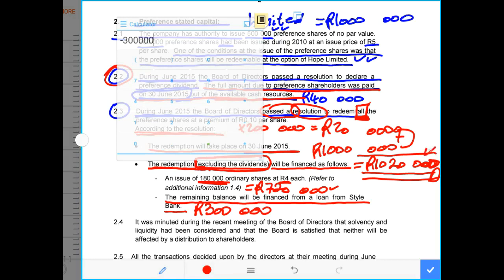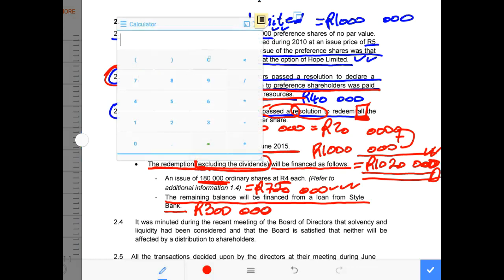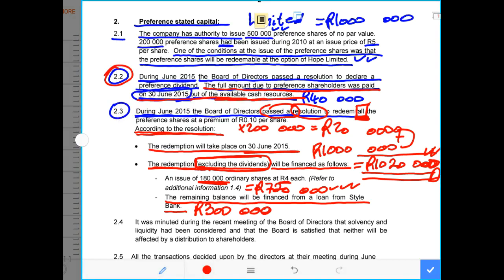Because we owed this amount to the preference shareholder, and we raised money through the public offering of the shares, the remainder we still had to raise was 300,000, and they are telling us that 300,000 must be money borrowed from the bank, which is Style Bank. So now all the funds have been raised.